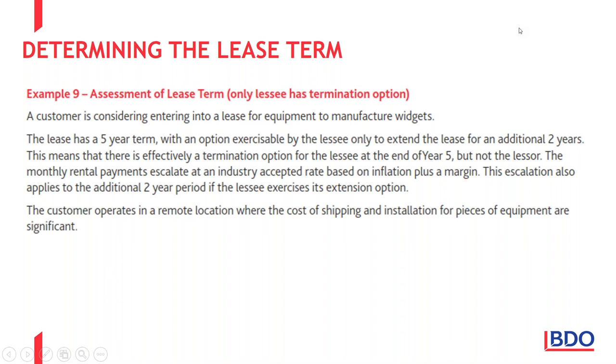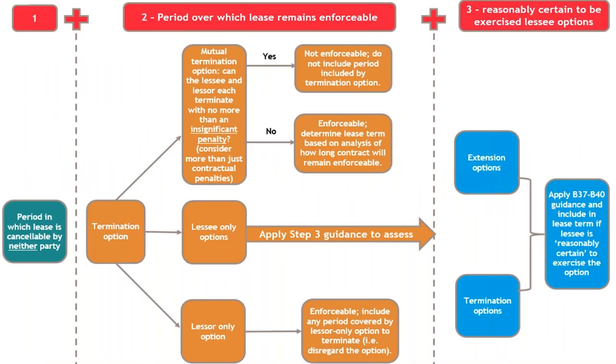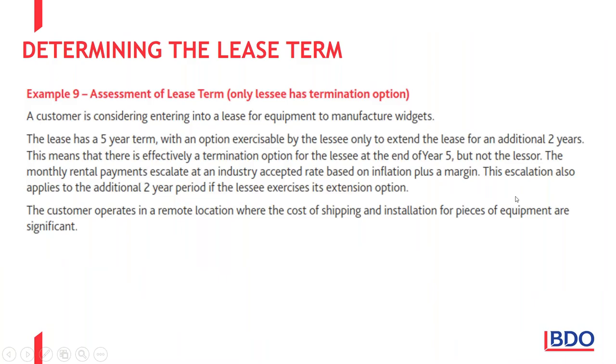So example 9, if you want to look at it in the publication or other examples, you can do so. In example 9, we look at an assessment of lease term, and in this one, only the lessee has a termination option. So if we go back to our previous decision tree, the termination option is only for a lessee, and therefore we go to the step 3 guidance where we consider whether it's reasonably certain to exercise. A customer is considering entering into a lease for equipment to manufacture widgets. The lease has a 5-year term with an option exercisable by the lessee only to extend the lease for an additional 2 years. This means that there is effectively a termination option for the lessee at the end of year 5, but not for the lessor.